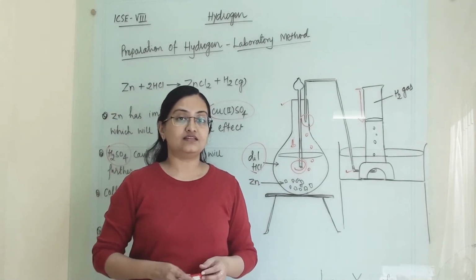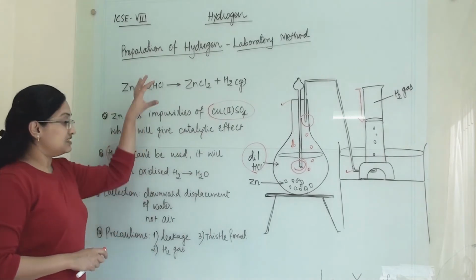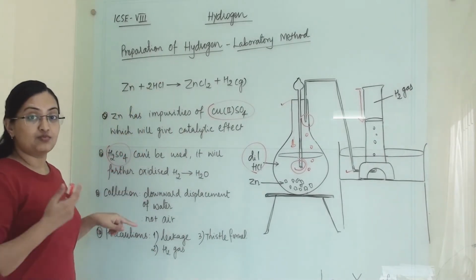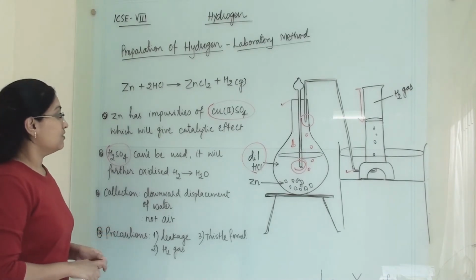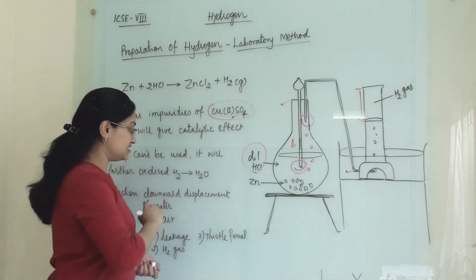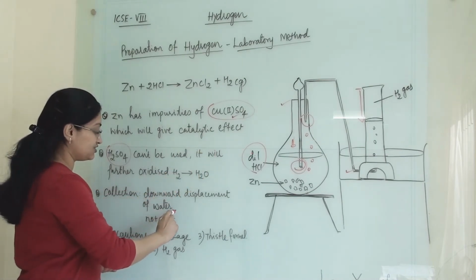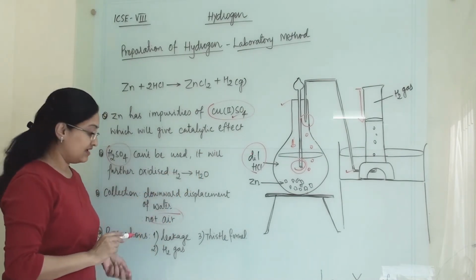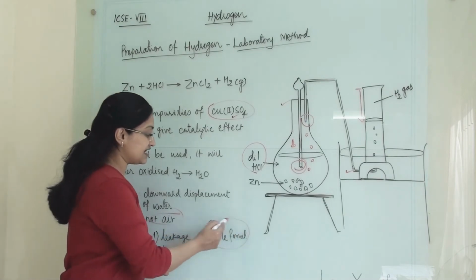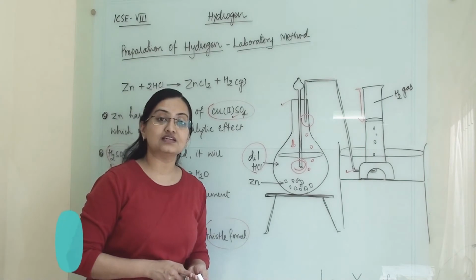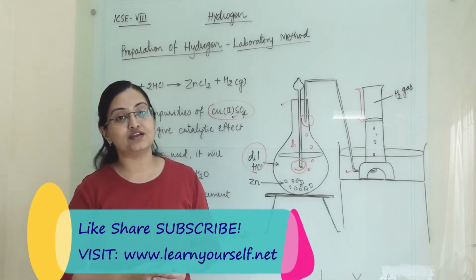In this method we need to remember this equation, and then some important points which can be asked as reasons: why we are not eliminating this impurity, then second, why we are not collecting the hydrogen gas over air, and then third, why the thistle funnel's end should be dipped inside the hydrochloric acid. All these things you need to remember and understand.